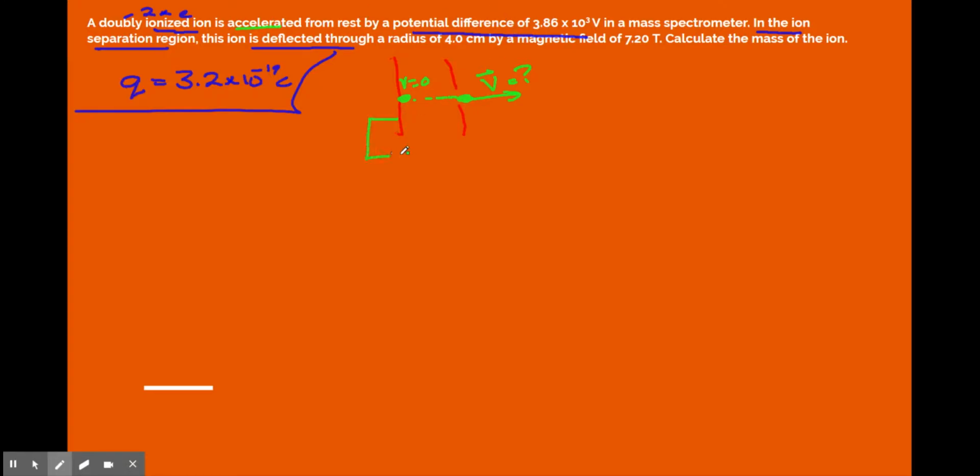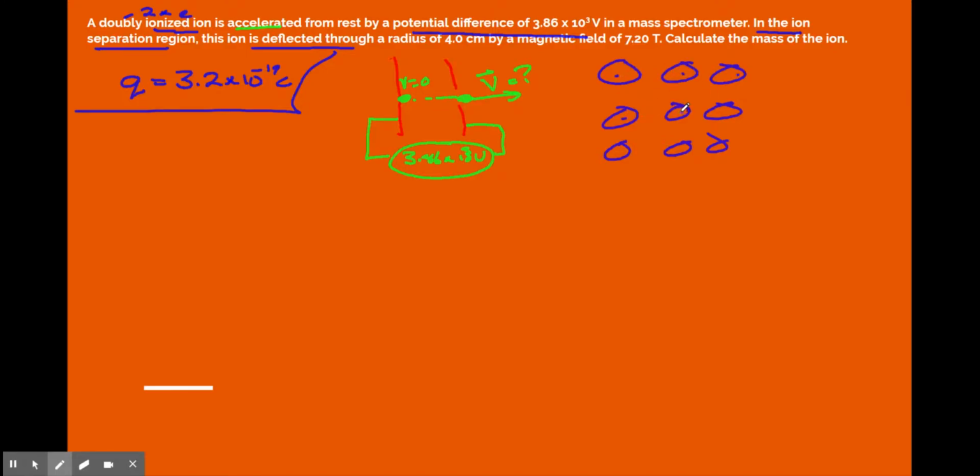They tell us the voltage, 3.86 times 10 to the third volts across the two plates. Okay, that's the first part of what's going on here. Then they skip the ion selection or the velocity selector, and they go right on to the ion separation chamber. That's okay. Let's just go with what we're given.